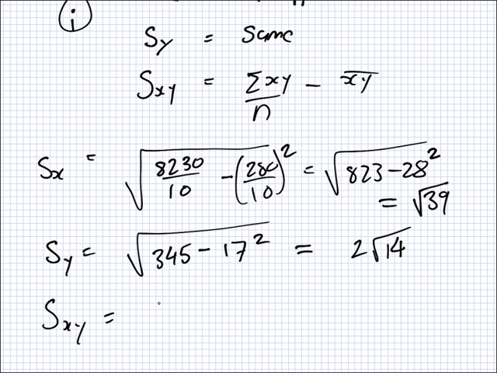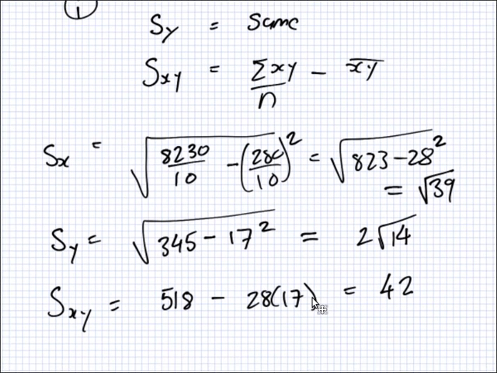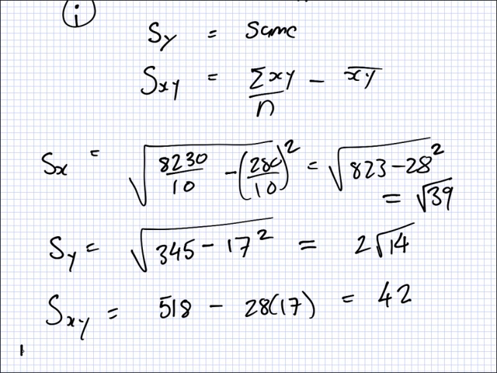sxy is 518 minus 28 times 17, which is 5180. Ah, but don't you divide by 10? Oh yeah. So that's 42. Okay, so that's part 1 done. Now on to part 2. All I did there was use the formulas.